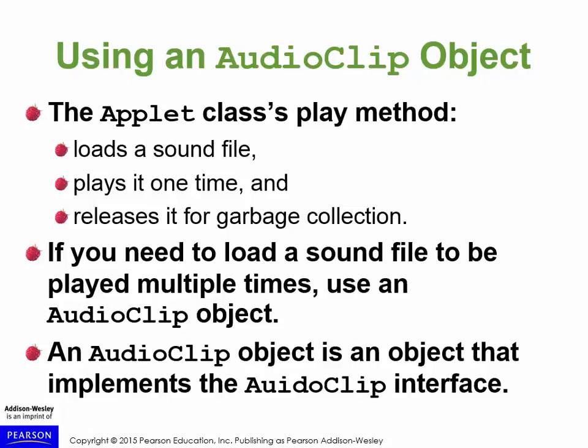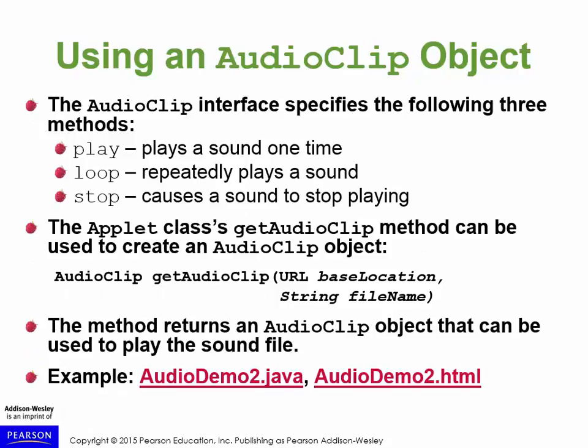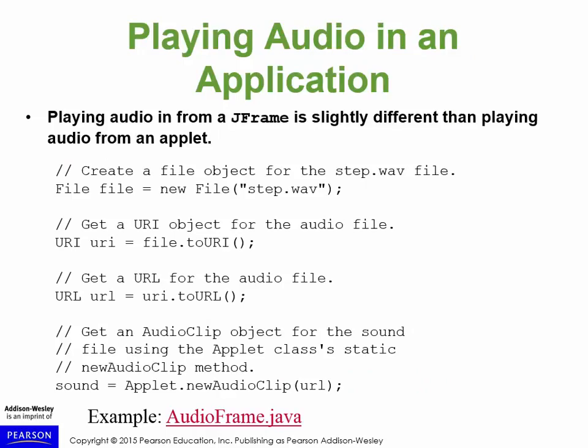If you need to load a sound to be played multiple times rather than the Applet class's play method, you can use audio clip. And you'll notice right here with audio clip, if you say play, it plays it one time. Loop plays it repeatedly. And stop, typically, maybe you want it to play 100 times or something like that. Then you'd put a stop after the loop. And here is an example of how that can be used. You're going to see that in just a few minutes.